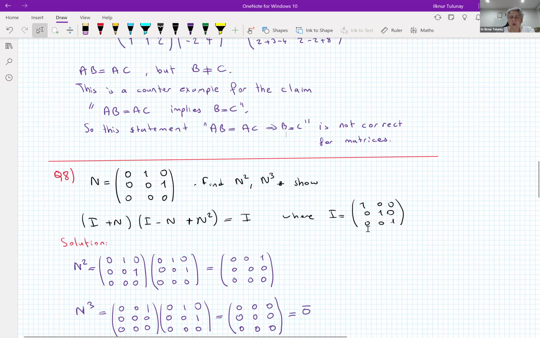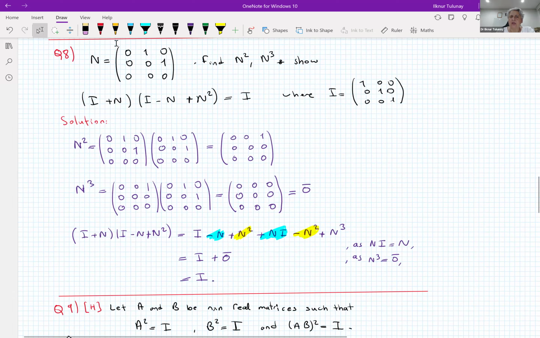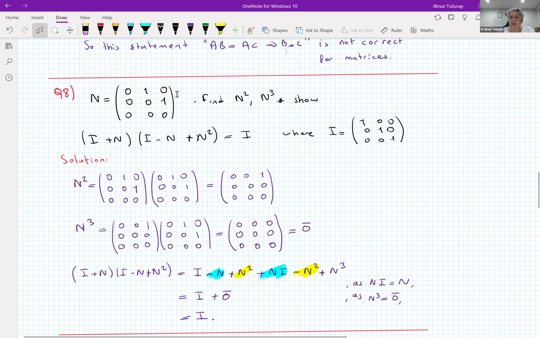Okay, this one here, the matrix n is given. It is just a matrix multiplication. And I is the identity matrix given by 1, 1, 0. This is 3 by 3, and this is the identity matrix in 3 by 3 matrices. And we would like to prove this equality. It is a pretty straightforward exercise.